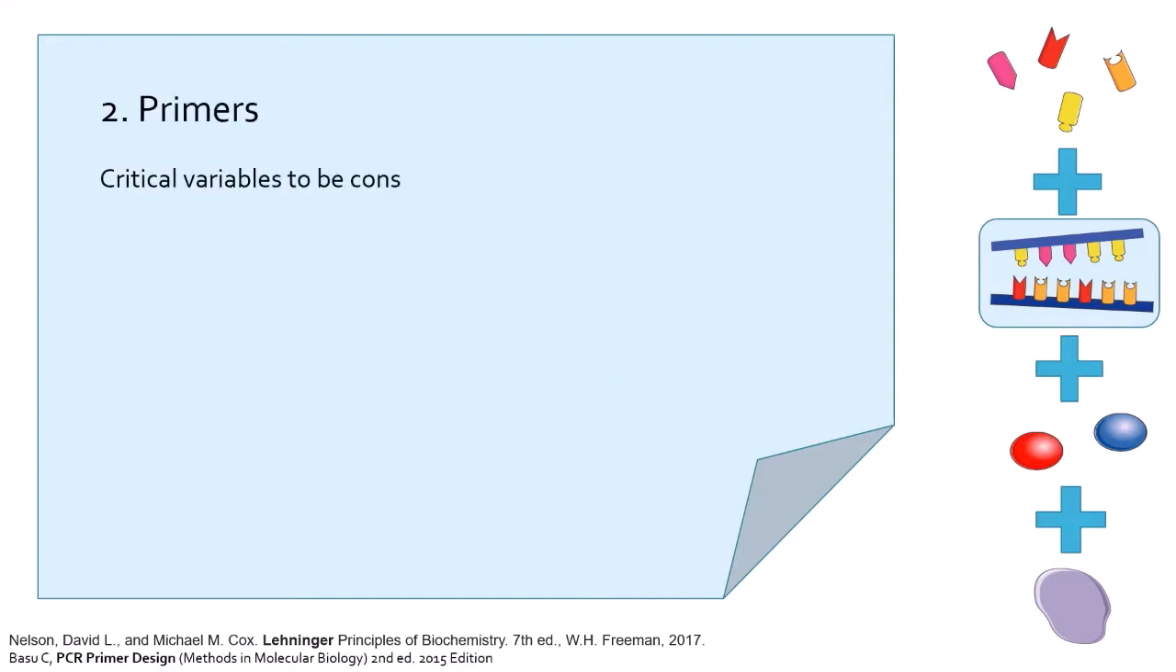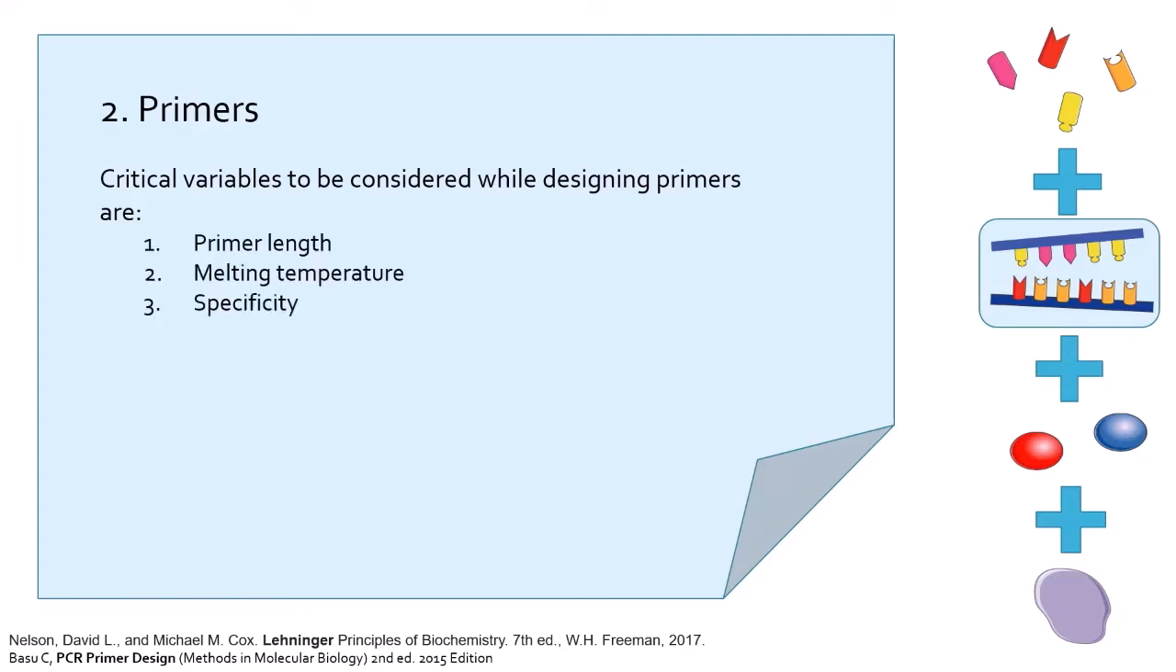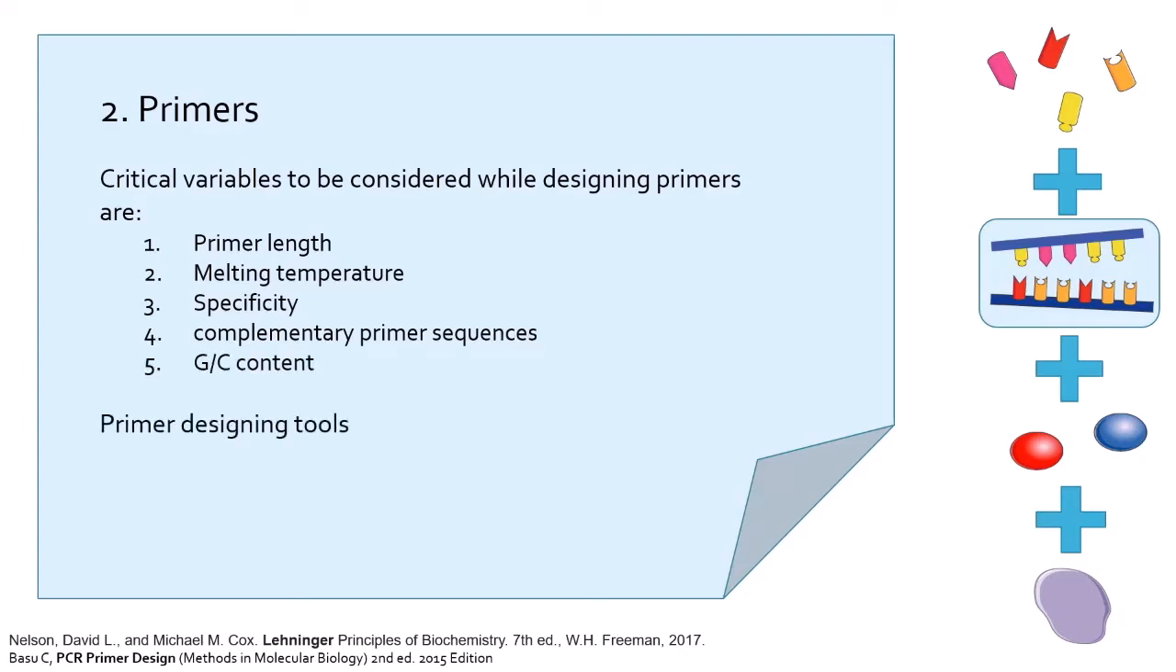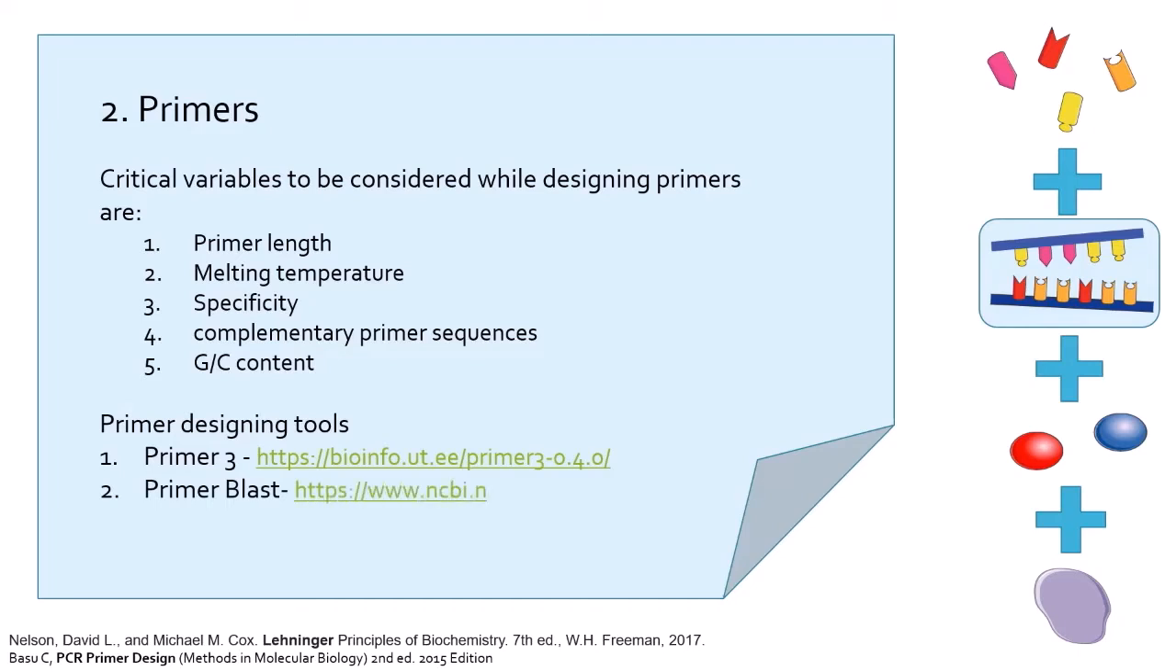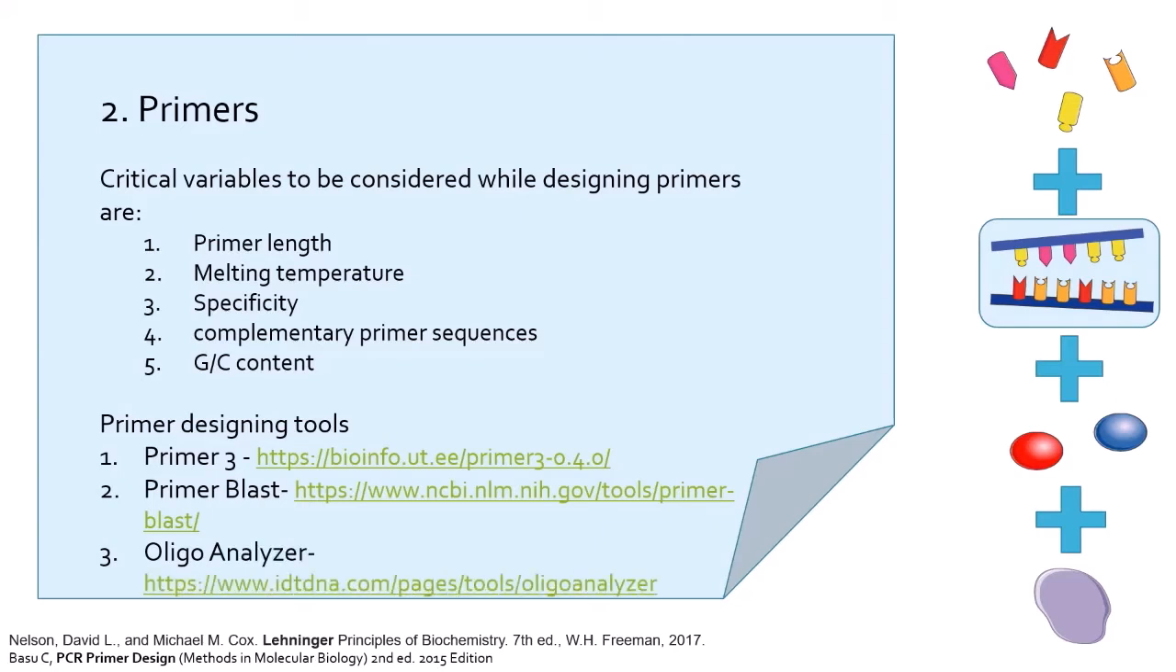Critical variables to be considered while designing primers are the primer length, melting temperature, specificity, complementarity within the primer sequences, the GC content, etc. There are several online tools available which enable the researcher to design their own primers while considering the variables mentioned above, a few of which are named below.